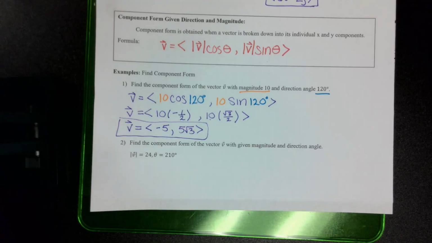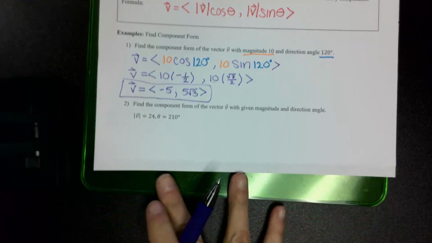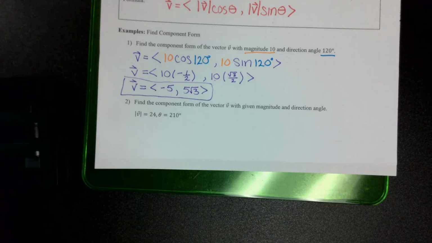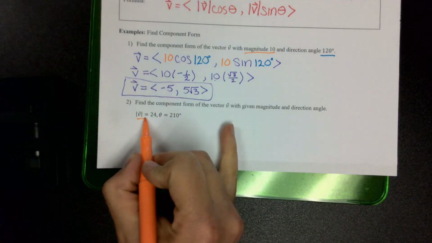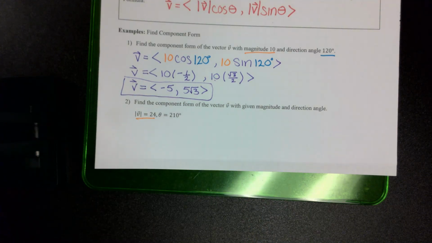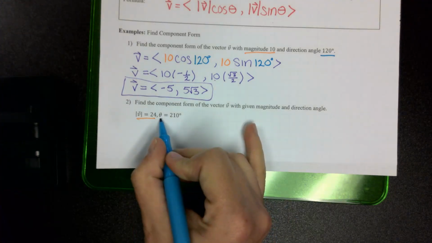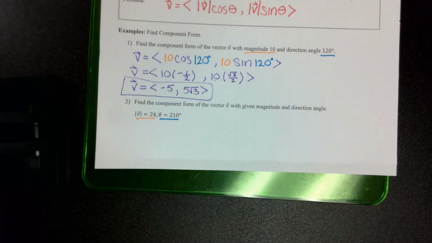So there is the component form given the magnitude and direction angle. Let's try one more. Feel free to pause it. Try it on your own. All right, this time we have the magnitude given without words, just given this way. The magnitude of vector v is 24. And this time our angle theta, which is our direction angle, is 210 degrees.